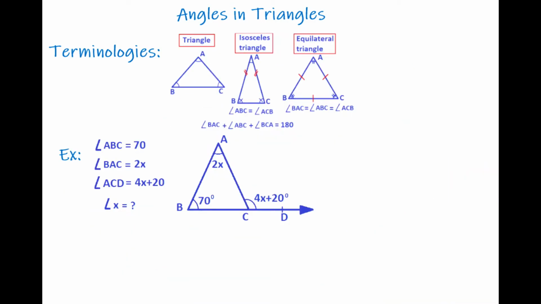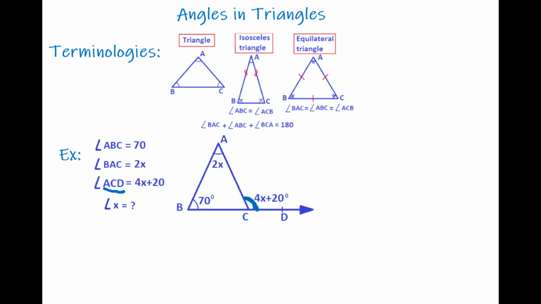And in the next question, we have the angle B is 70 degrees, the angle A is 2x, and the angle C, if you look at this direction, ACD, okay, which is right here, is given to us as 4x plus 20, and then what is the value of x?